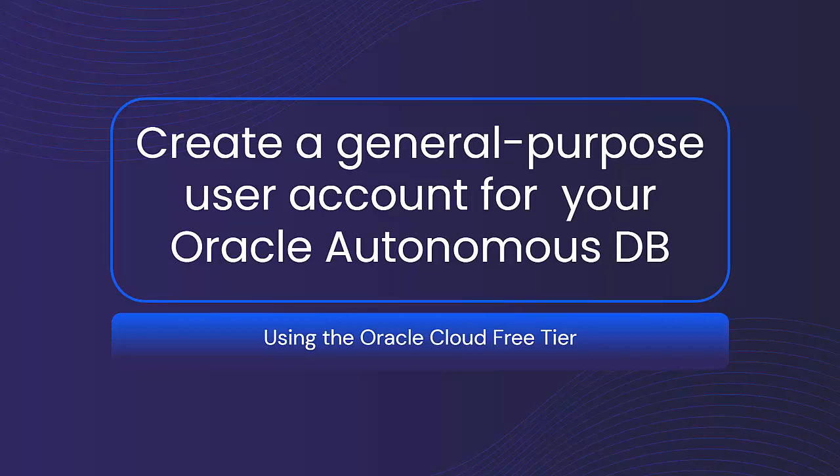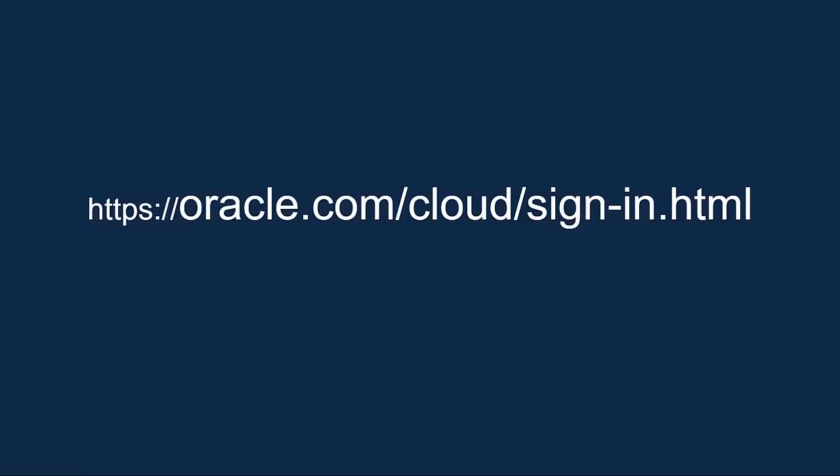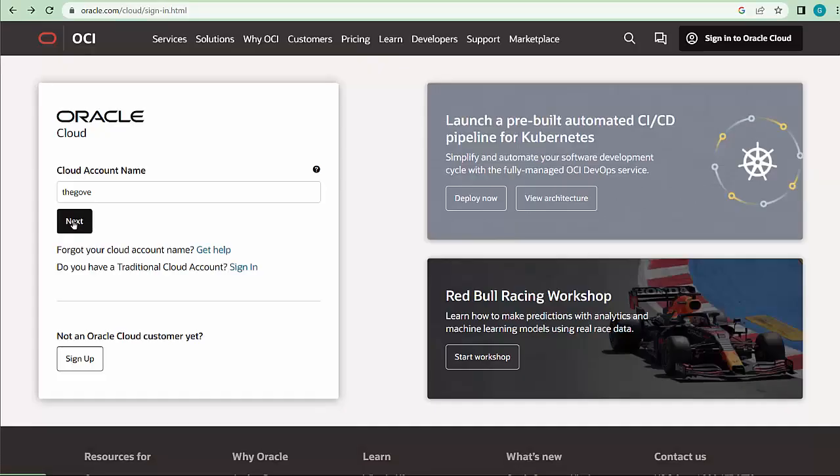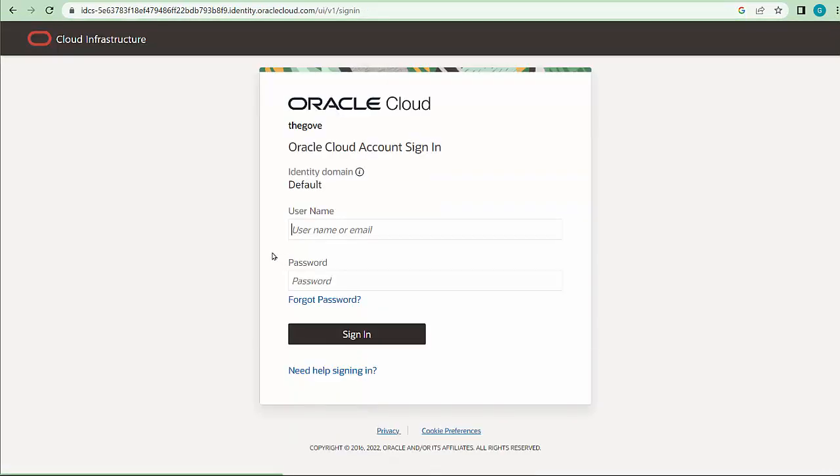In this video, we will see how to create a general-purpose user for our Oracle Autonomous Database. Let's log in by browsing to oracle.com/cloud/signin.html. First, you'll need to enter the cloud account name that we created in a prior video and click Next. Now, enter the email address and password you used to create your Oracle Cloud account and click Sign In.